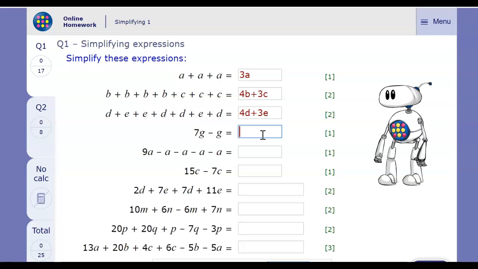7G minus G, and a G on its own means 1G. 6G, perfect. Let's jump down to these 2 at the bottom then. Let's have a look at these. So now we've got 20p plus 20q plus p, which is 1p, minus 7q minus 3p. So we've actually got, let me see if I can draw on this, 18p, because we've got a 20p there plus 1p minus 3p. Yeah, good, that's 18p.